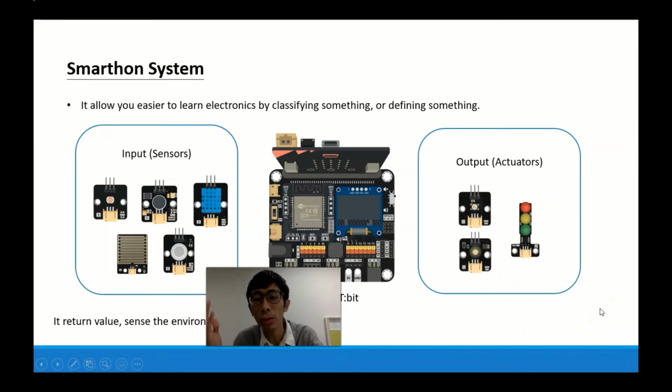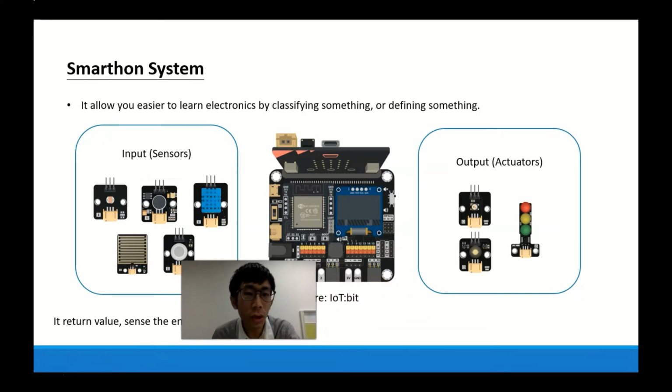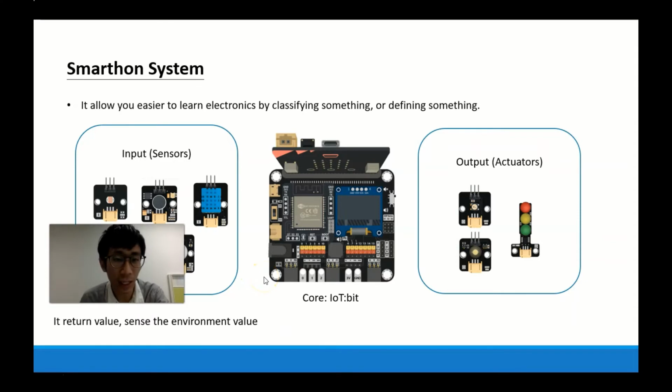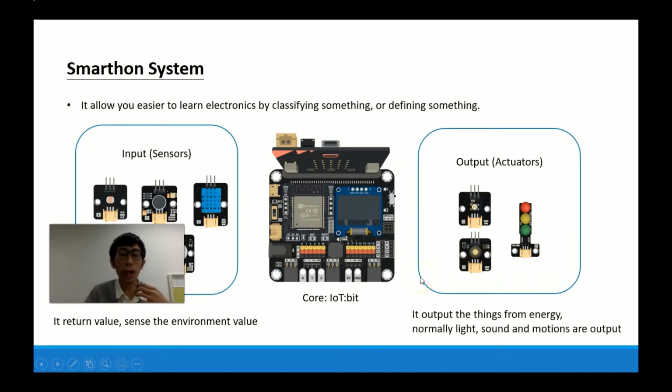Actuators, for example, you can see here. But do you know what output actually means? Input returns a value, so how about output? Some of you might already know the electronic knowledge, and if you do, that is also good. But I also have to teach you about the Smarthon system, because we make it easier to teach electronics and IoT. So output, actuators, is outputting things from energy.